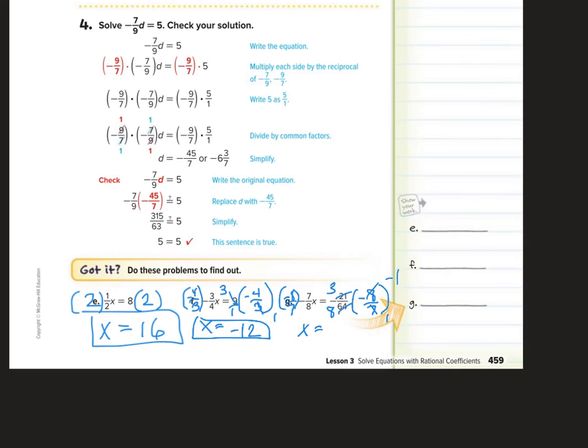64 divided by 8 is 8. Negative 8 divided by 8 is negative 1. Now I can multiply across the top and across the bottom. 3 times negative 1 is negative 3, and 8 times 1 is 8. So x equals negative 3/8. Okay, here are the answers for E, F, and G.